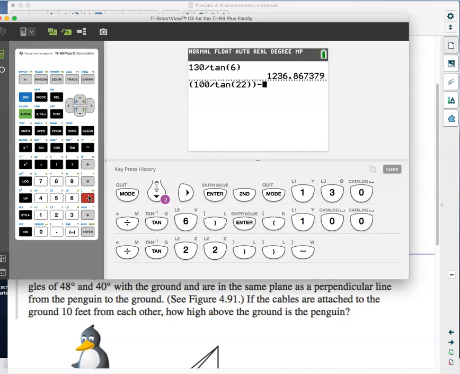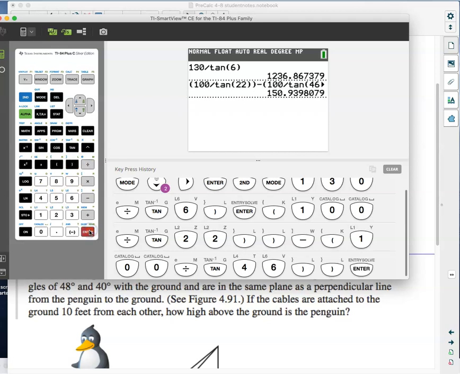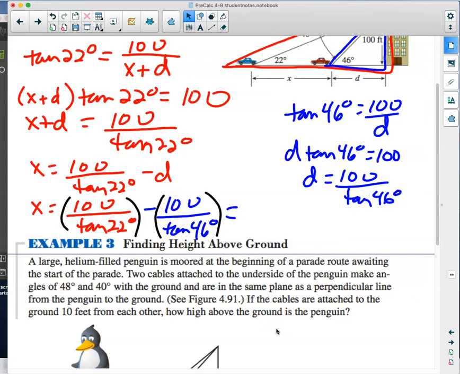And we are subtracting, parentheses, 100 divided by the tangent of 46 degrees. And there it is. Again, no rounding errors because we didn't stop halfway and punch something in. So 150.940 to 3 decimal places.